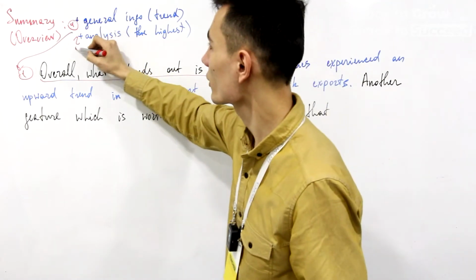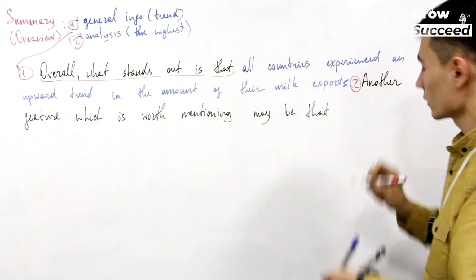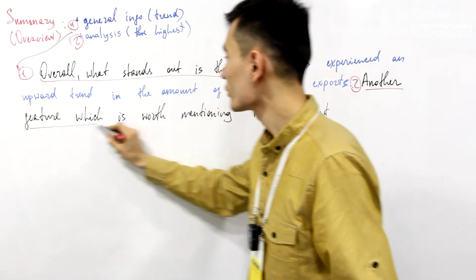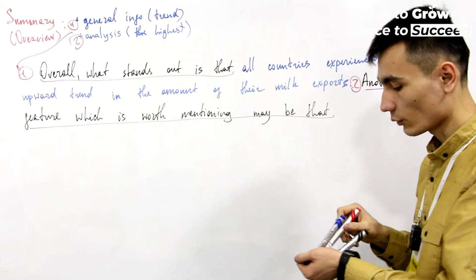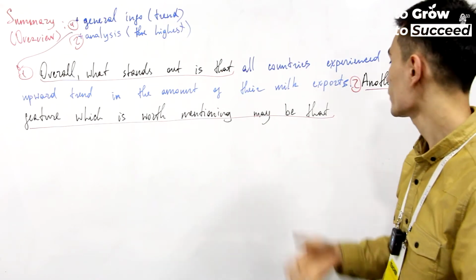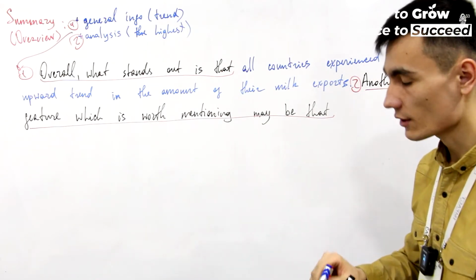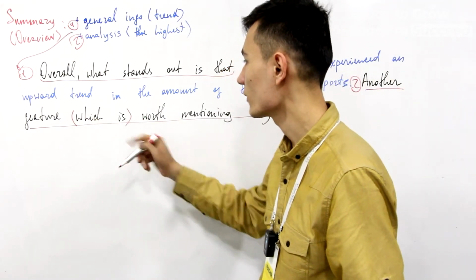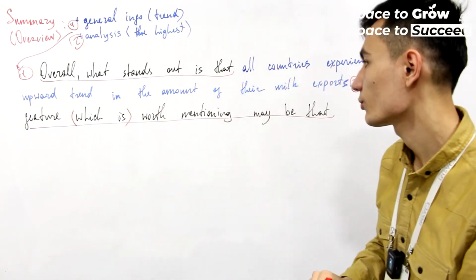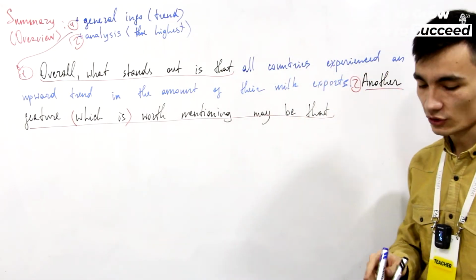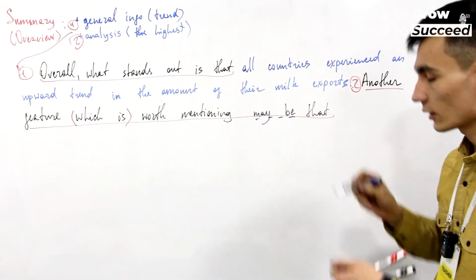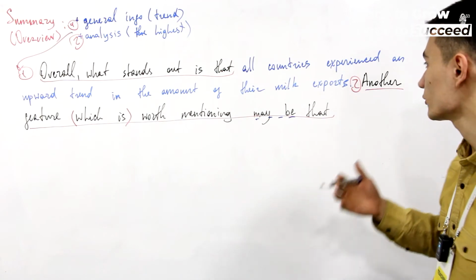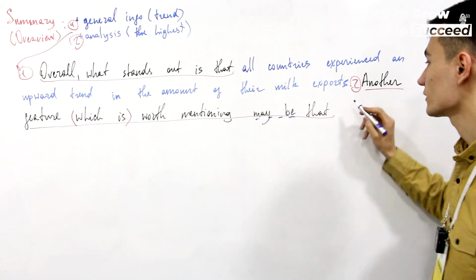So our second structure here, we just write second here. And the structure is another feature which is worth mentioning, maybe that. So what we're using here, the word feature is good vocabulary, which is here we're using relative clause, or you can simply hide it. You don't have to give it if you just want to use participle clause. Worth mentioning is good vocabulary. Maybe, as you know, is tentative language here. Maybe that, and you just give the highest number. And this is also a template that you can memorize and use in your own essay.